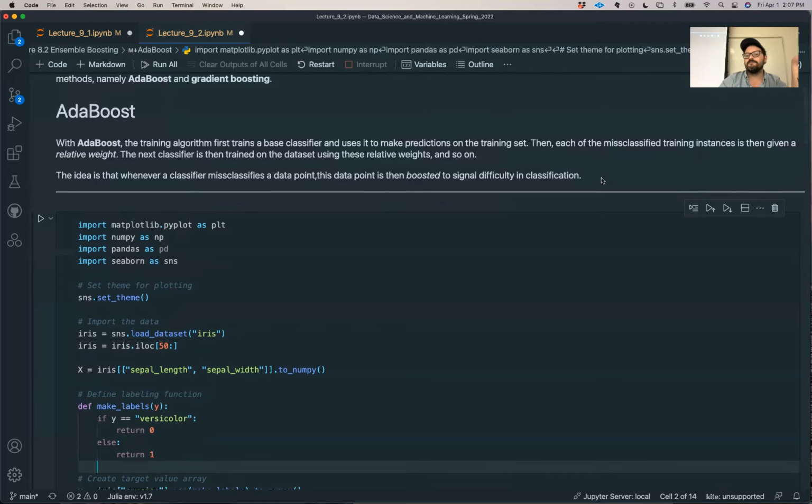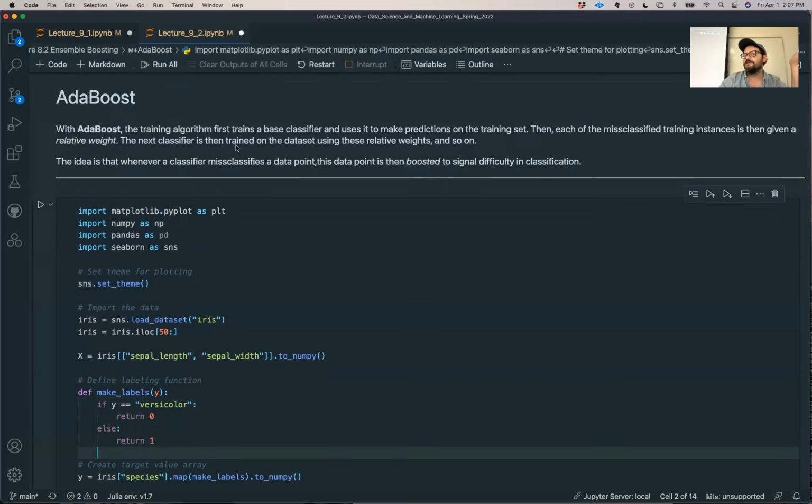But the idea, which will become very apparent when we talk about gradient boosting, is simple. You have learners that are trained, and then the next learner tries to make up for the deficiencies of the first one. And the next learner tries to make up for the deficiencies of that one. And then you can aggregate them together at the end and give them relative weights of how important their votes are in the classification task.